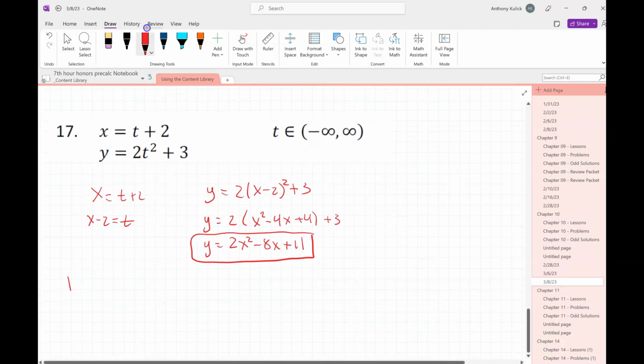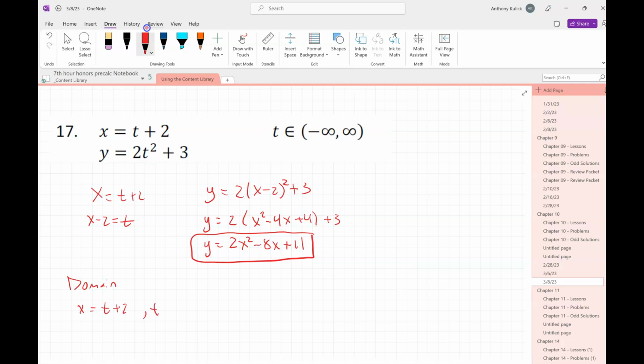The domain then is linked to the x equation. So this x equation is a function in terms of t. Specifically, it's a linear function in terms of t. If the domain of that linear function, or the inputs for that linear function, can be any real number, the outputs are going to also be any real number, right? So nothing really to do there.